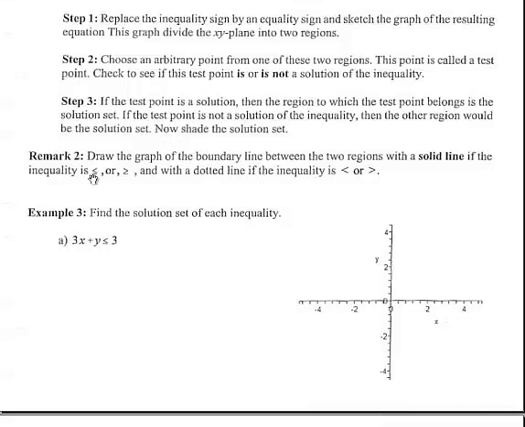Now, if you have a less than or equal to or greater than or equal to, you use a solid line. If you have a less than or greater than symbol, you use a dotted line or a dashed line, either one.